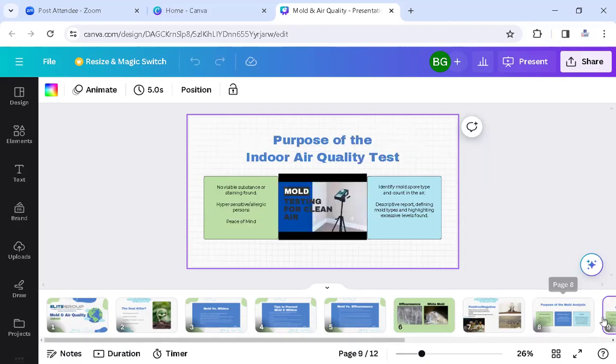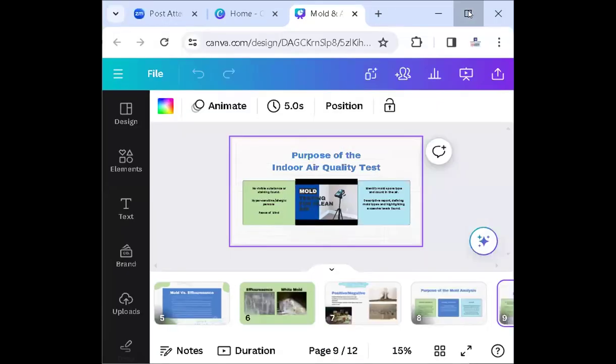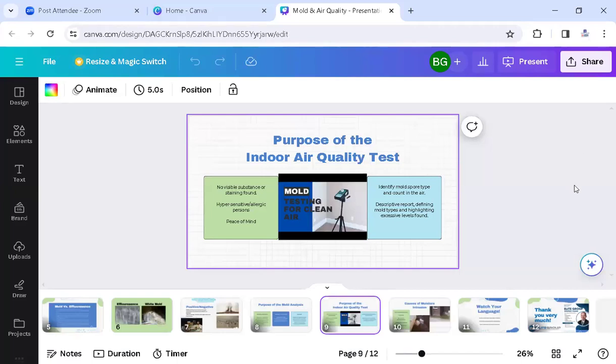Okay, so I kind of covered this a little bit, but the purpose of the indoor air quality test, as opposed to the mold analysis, is for when there's no visible substance or staining found. We can't see anything, but maybe your buyer is hypersensitive to molds and allergies and just wants to know for peace of mind. Wonderful, great, let's do it.